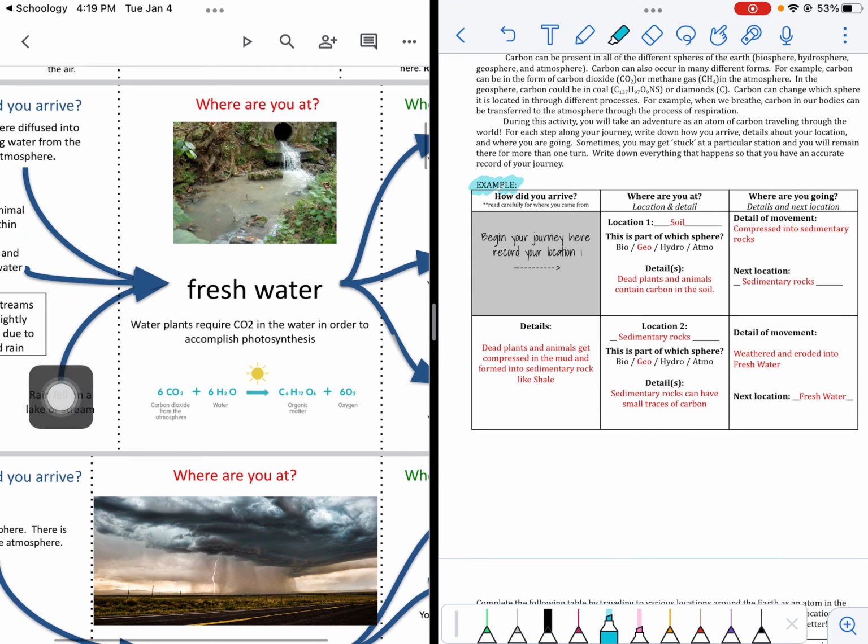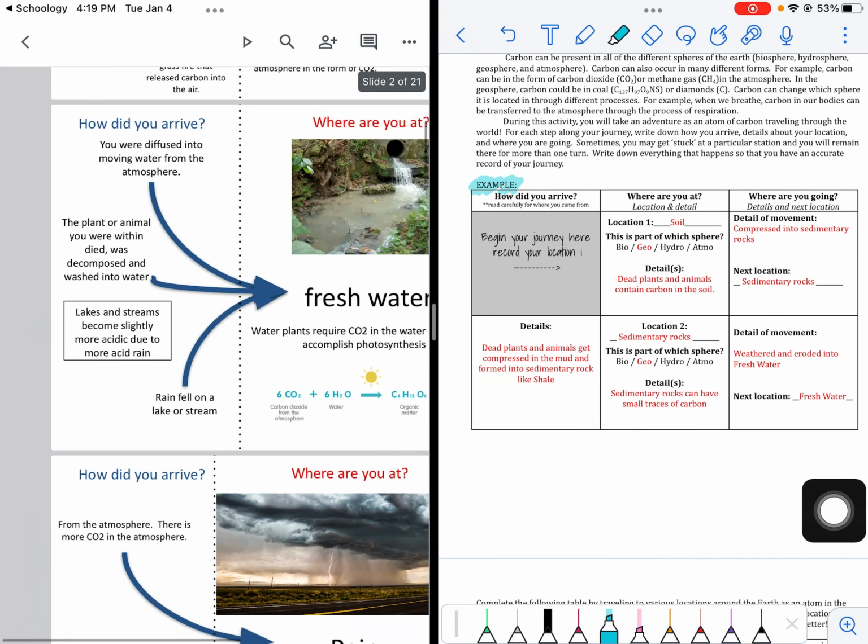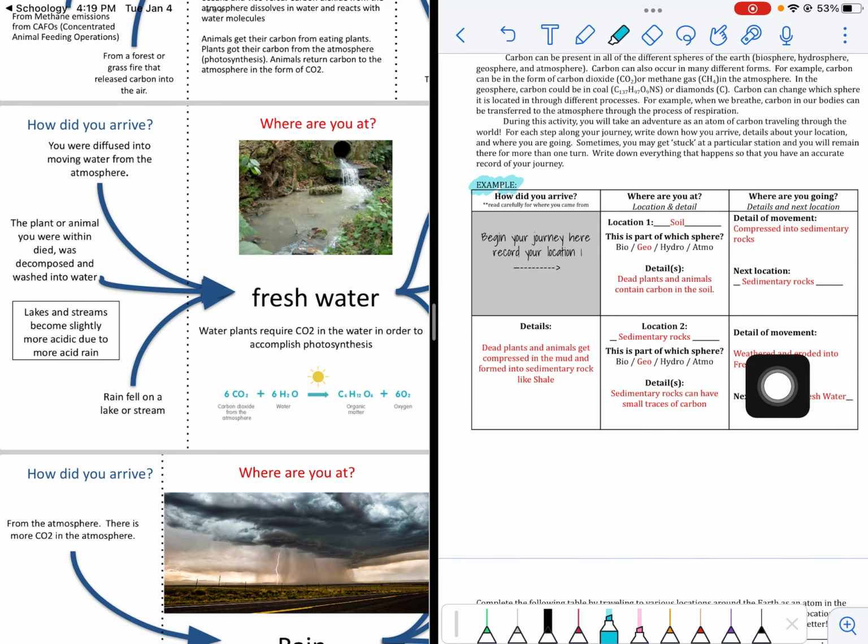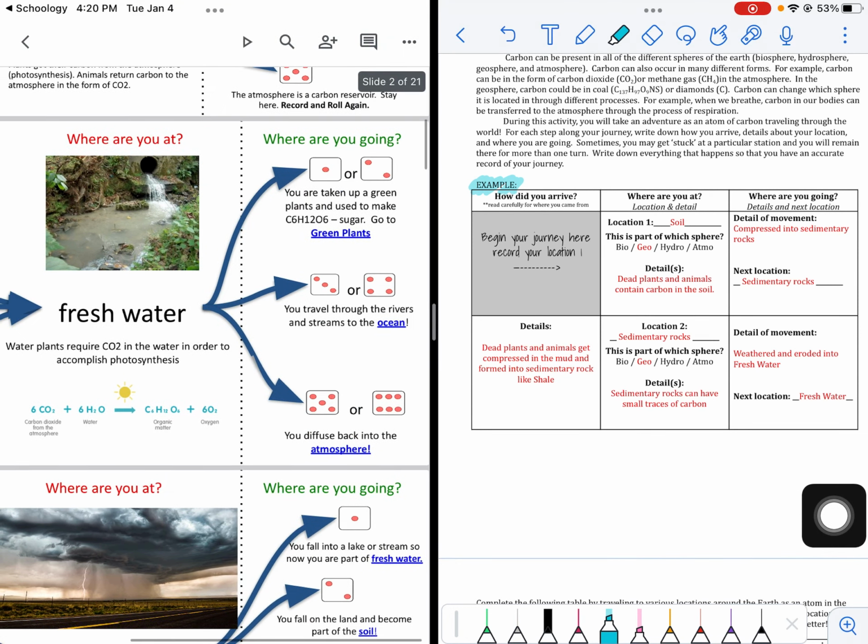Here it is, fresh water. So on my next column, how did I arrive at fresh water? Remembering that I came from Sedimentary Rocks, the lake and the stream weathered and eroded me. So I would record that information. My location is fresh water. I'm CO2 as fresh water. And then I'd roll my dice and I would keep going.